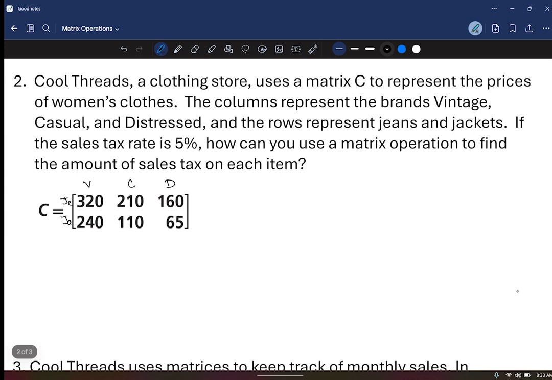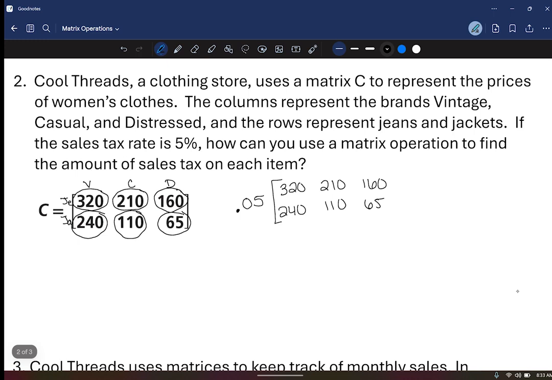Well, these would be vintage jeans, casual jeans, distressed jeans. This would be vintage jackets, casual jackets, distressed jackets. So I have 6 items here, and their tax rate is 5%. They want that on each item. So we use what we call a scalar. Now 5% as a decimal is 0.05. So I would be taking 0.05 times this matrix. Essentially, I'm just going to distribute this. When we have a scalar out front, you can distribute it like you would normally.